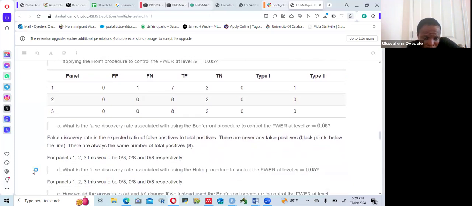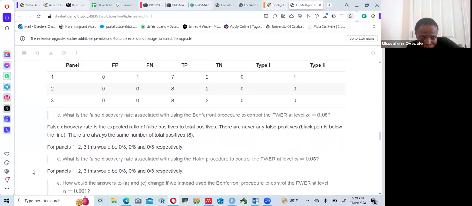So they now say in the C part, what is the false discovery rate associated with using the Bonferroni procedure to control the family-wise error rate at the 5% probability level? So here we see that the false discovery rate is the expected ratio of the false positive to total positive. So here we see that there are never any false positive, that is black points below the line. So they are always the same number of total positive, which is always eight. So for panel one, this will be 0/8. For panel two, 0/8. And for panel three, 0/8 respectively.